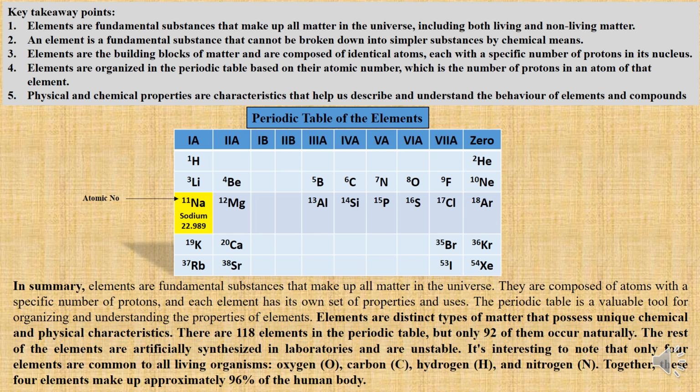There are 118 elements in the periodic table, but only 92 of them occur naturally. The rest of the elements are artificially synthesized in laboratories and are unstable. And it's interesting to note that only 4 elements are common to all living organisms, including humans. That is oxygen, carbon, hydrogen, and nitrogen. And together, these 4 elements make up approximately 96% of the human body.